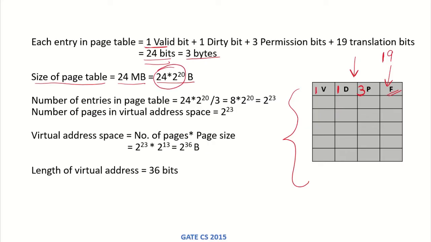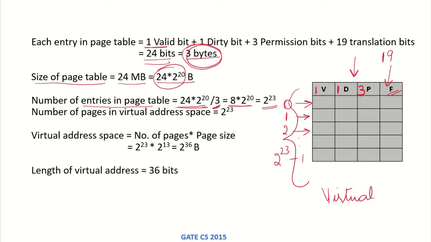So how many entries will there be in the page table? This is entry 1, entry 2, entry 3. We have seen that each entry requires 3 bytes. So the total size divided by 3 bytes gives us 8 into 2 to the power of 20, which is 2 to the power of 23. That means there are 2 to the power of 23 entries in this page table: entry 0, entry 1, entry 2, and so on till 2 to the power of 23 minus 1. And we know that each entry is for a particular virtual page.